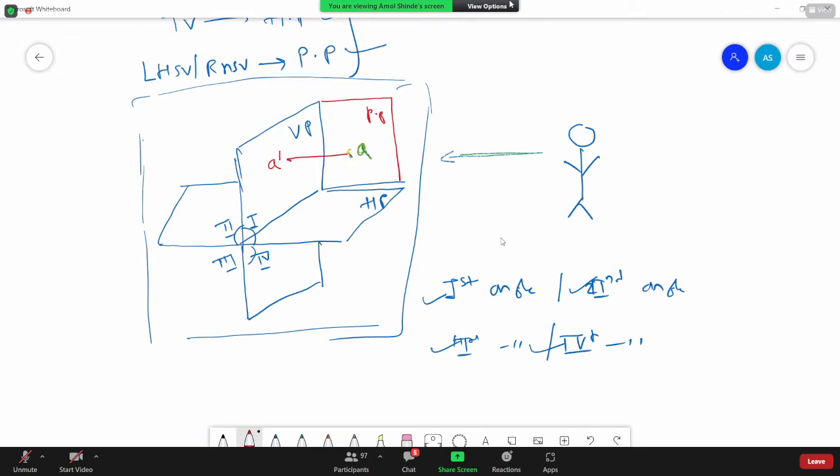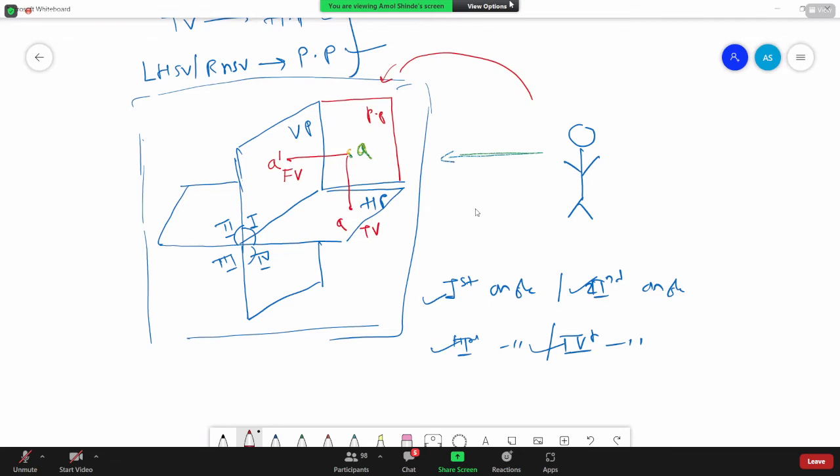What is the sequence? We require observer, object, and plane of projection. So observer has to see this particular point and project on the vertical plane. So this particular view is called the front view. Okay. Now we want to maintain the sequence. So observer has to come here, look from the top and project it here. This is called A and this is the top view.